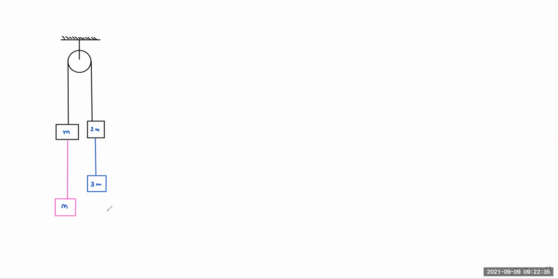So you're supposed to find the tension in each string. Let me designate the tension so that you can get the answer in the same order. I'm calling this T1, this pink one T2 and the blue one T3. So my question is find T1, T2, T3.